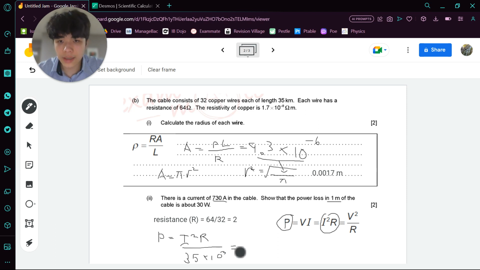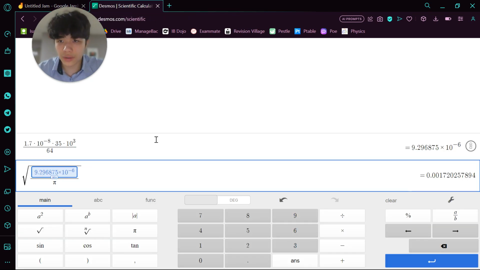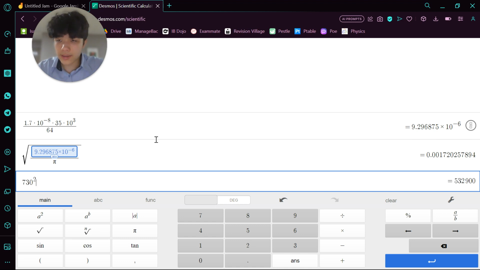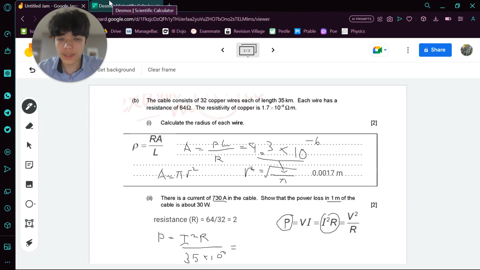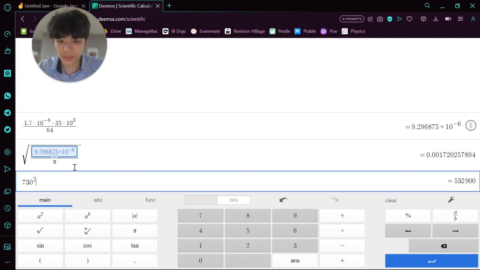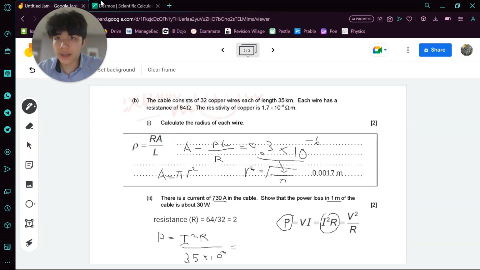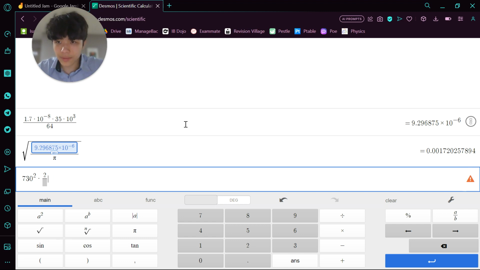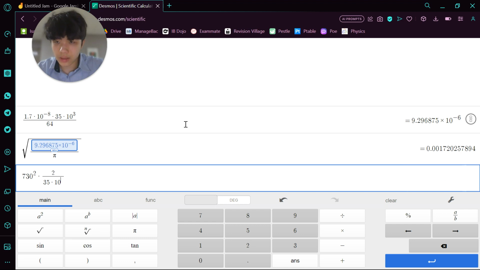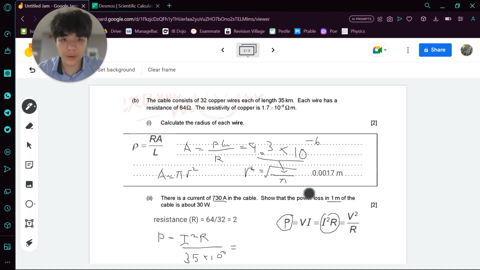And what we get here is 730 squared, then times the resistance, which is 2 ohms, which we've worked out just now, divided by the length, which is 35 kilometers. So that is how we get the approximation of 30.5 watts, which is approximately equal to 30 watts.